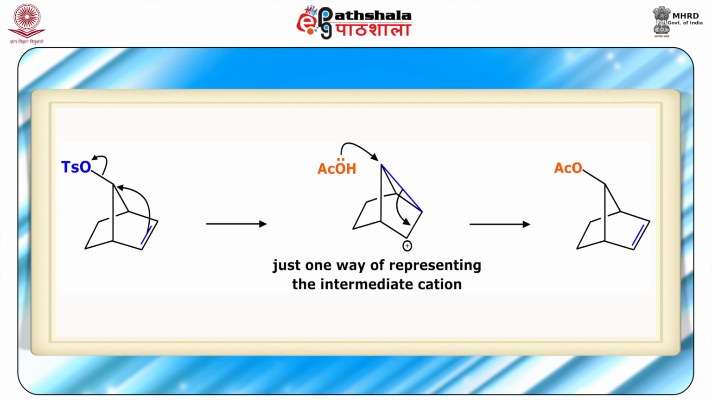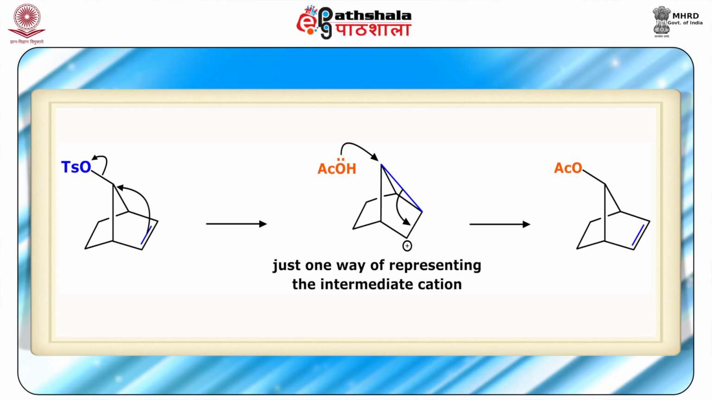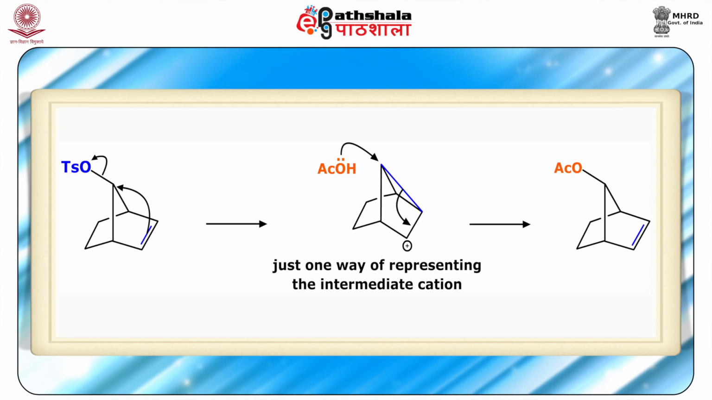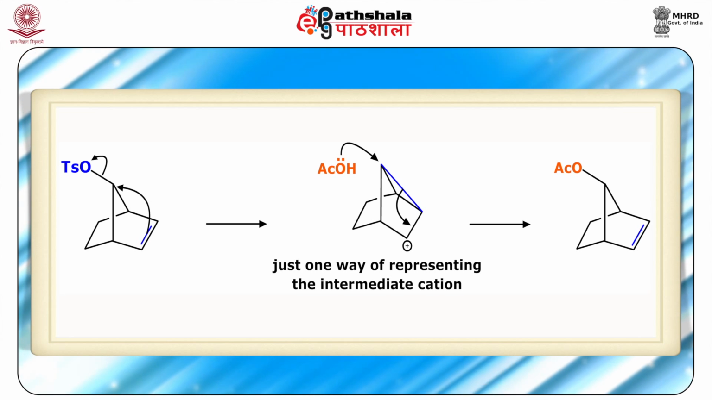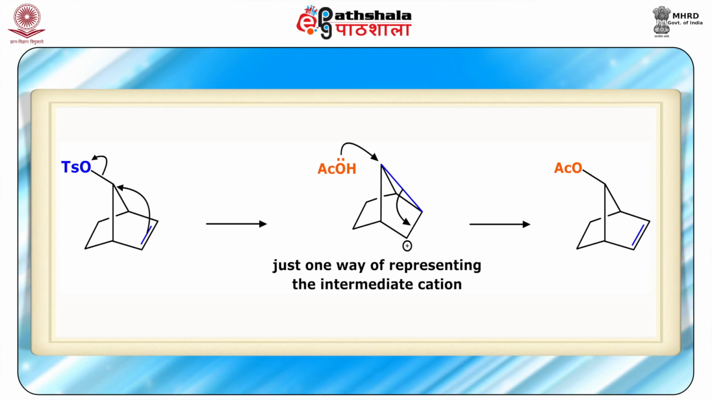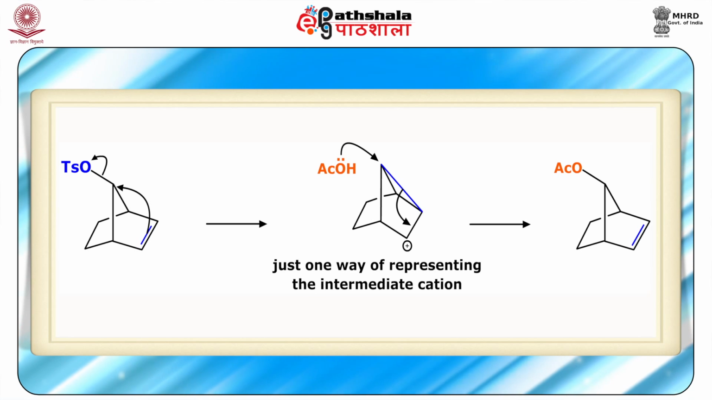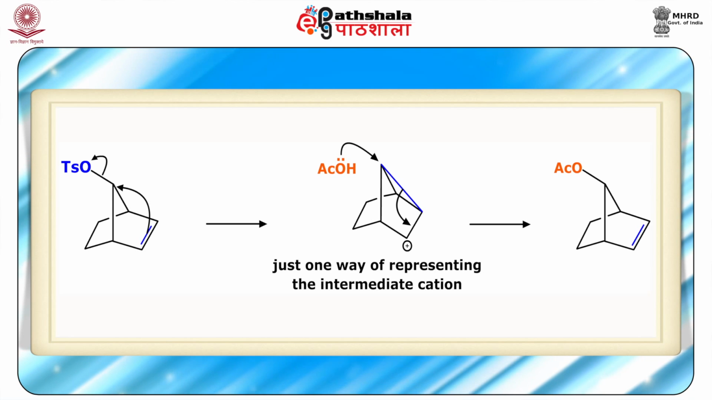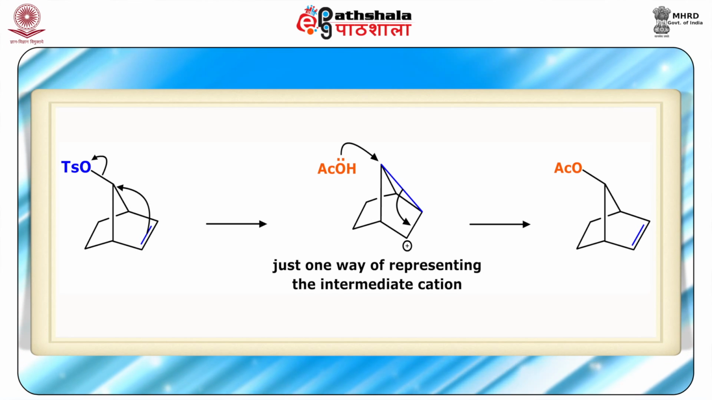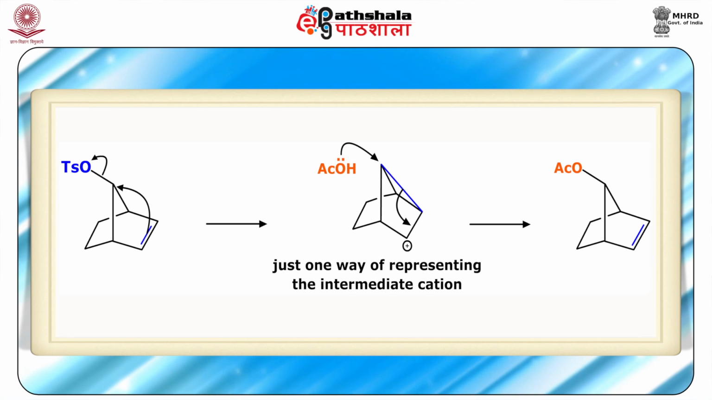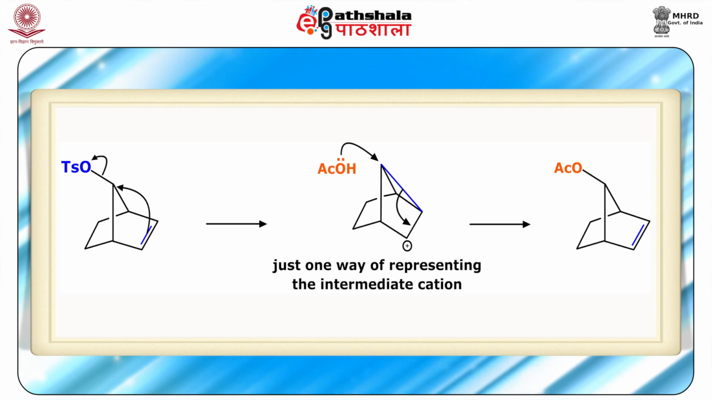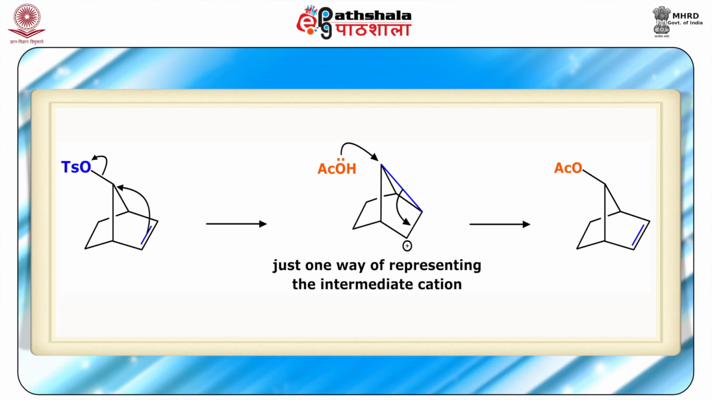So, this structure being shown is just one way of representing this intermediate cation. This is then further attacked by AcOH, where OAc will get attached in the same position and the same stereochemistry where OTs was there, and the double bond is then brought back in the molecule. So, for this reaction the product has shown retention of stereochemistry and extremely fast reaction kinetics, that is, this reaction is almost 10^11 times faster than that of the saturated substrate.